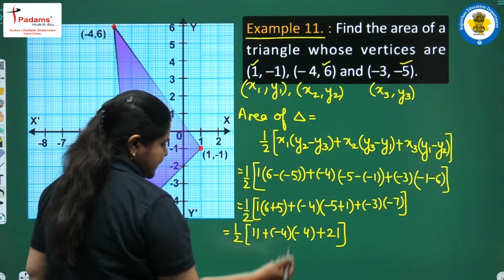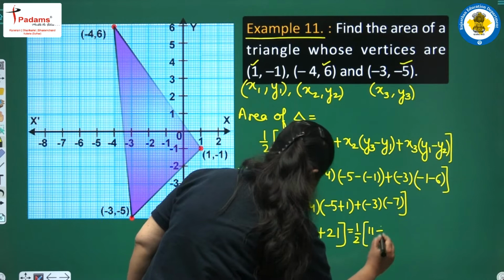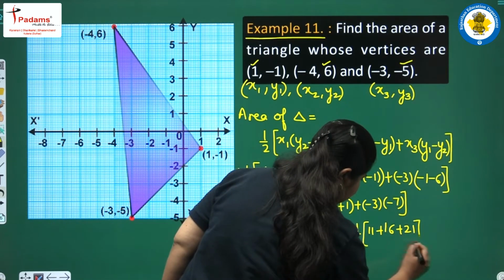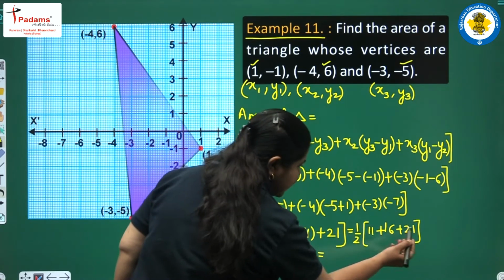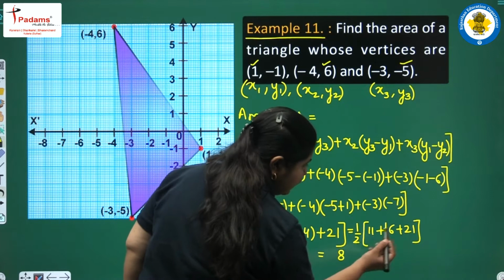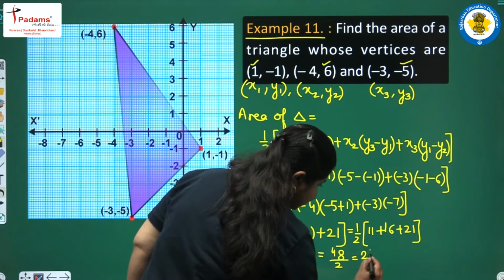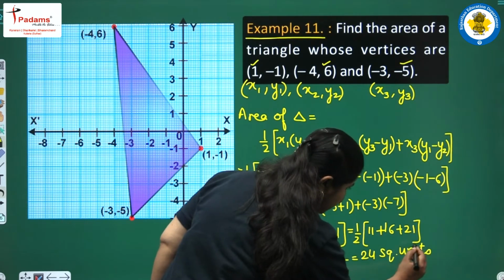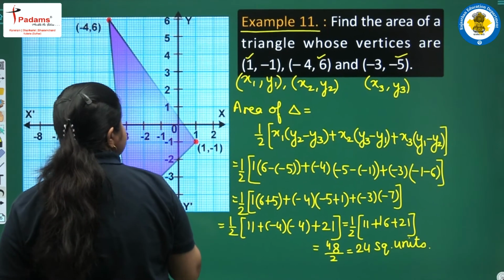Minus will become plus. This will again be equal to half into 11 plus here 4 4s are 16 plus 21. On adding these three numbers, you will get 6, 7 and 8. Then we have 2, 3, 4. 48 upon 2, that is 24. 24 square units is the area of this triangle. I hope it is very much clear to you.